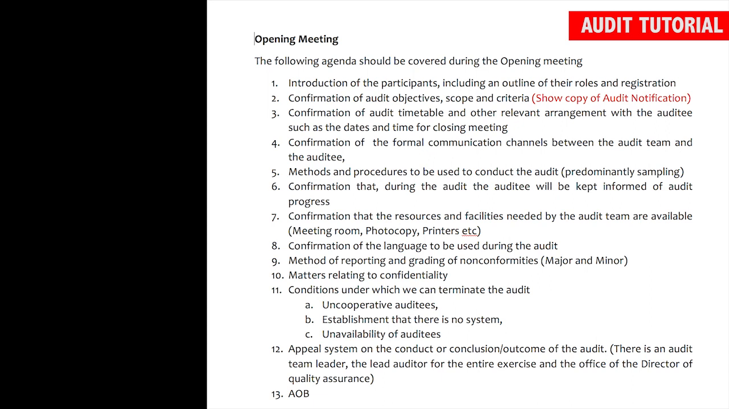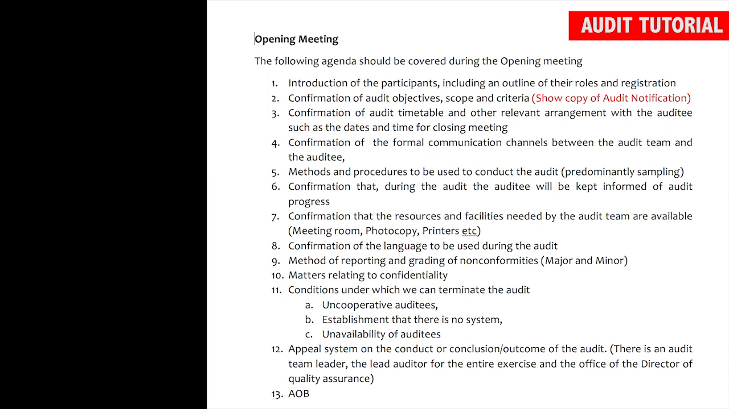And then the method of reporting and grading of non-conformities. These will either be major or minor. Major non-conformities being items that could demonstrate that the quality system basically doesn't work. For instance, we'll be showing examples of major and minor non-conformities as we proceed during the audit itself. Then matters relating to confidentiality will be emphasized.